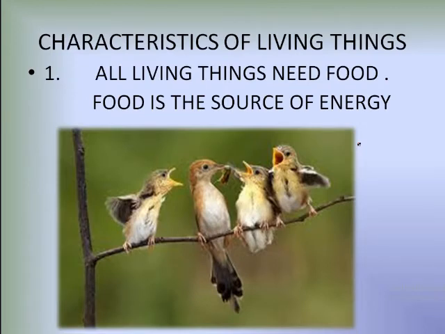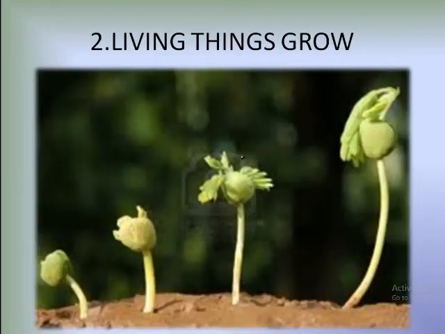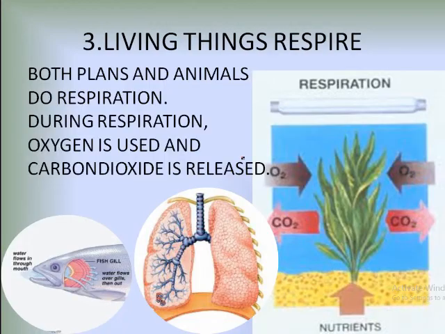Characteristics of living things. Number one, all living things need food. Food is a source of energy. Each and every living thing, either plant or animal, needs food. Living things grow. Living things also respire. Both plants and animals respire. During respiration, oxygen is used and carbon dioxide is released.